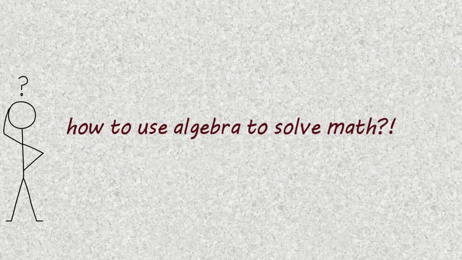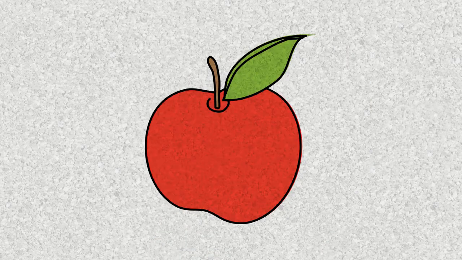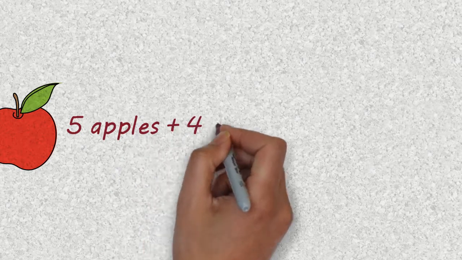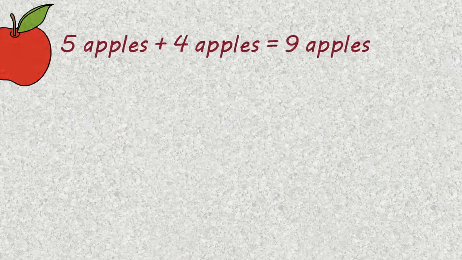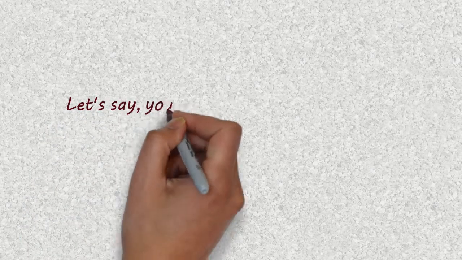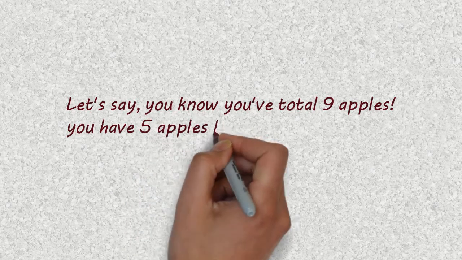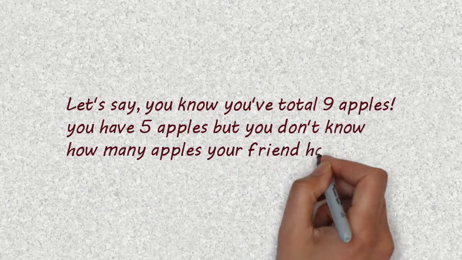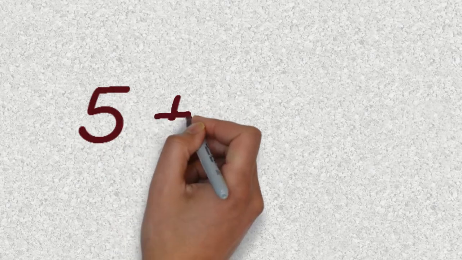Now let's see how to use algebra to solve a mathematical problem. We can take an example here. Suppose you have five apples, and your friends have four apples, so you have a total of 9 apples. Now let's say you know you have a total of 9 apples and you know you have 5 apples, but you do not know how many apples your friends have. How to solve this problem?